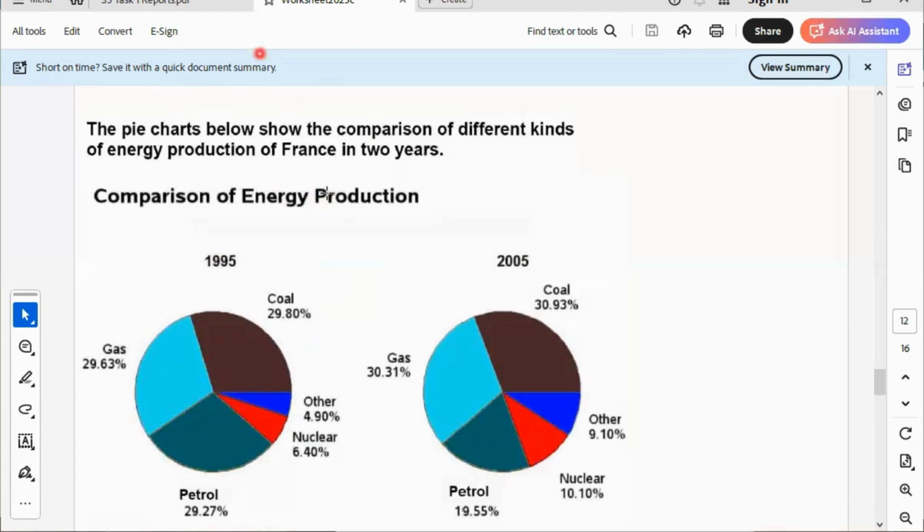Who can tell me? Anybody for this particular pie chart question? Are we to use both language of trend and comparison, or only the language of comparison? Thank you very much. Both. We are to use both. Why are we to use both? Go back to the reason.